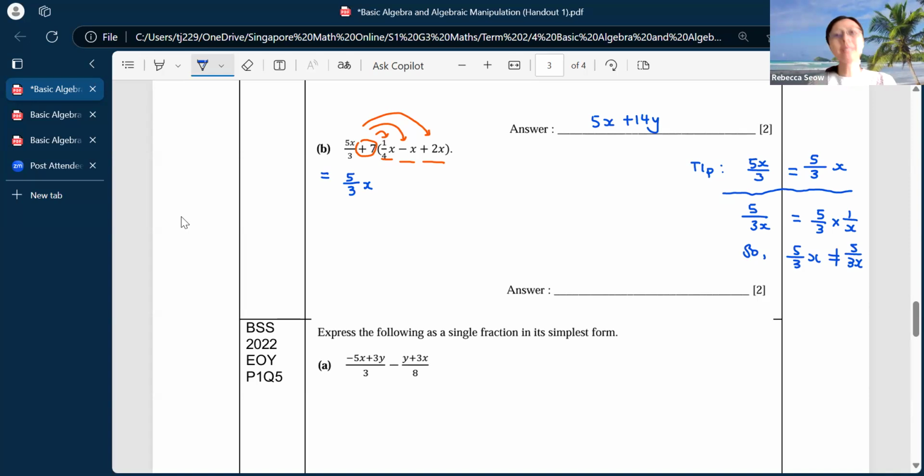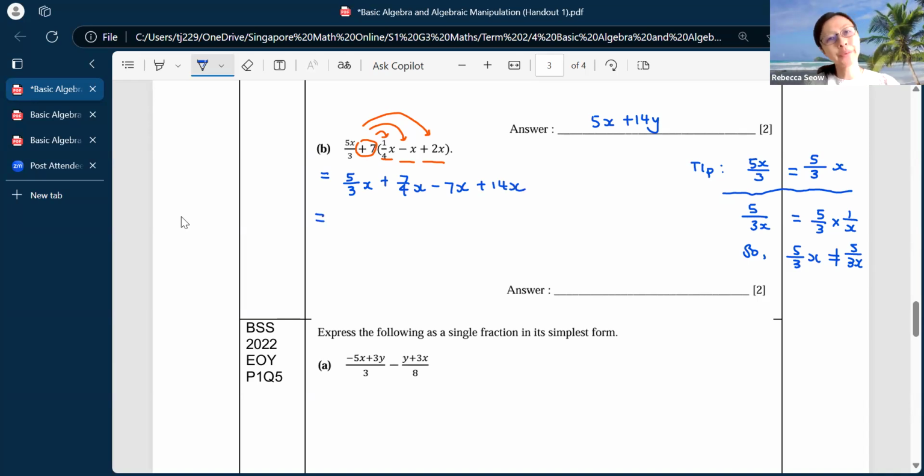Okay, let me just put this tip by the side, so when you refer to it, you know that there is actually a distinction between these two types of expressions. Okay, now, away from the tip, let's go back to the question. Now we expand 7 into each of the terms within the bracket. So we have positive 7 out of 4x, minus 7x plus 14x.